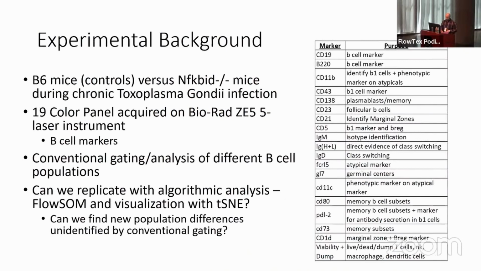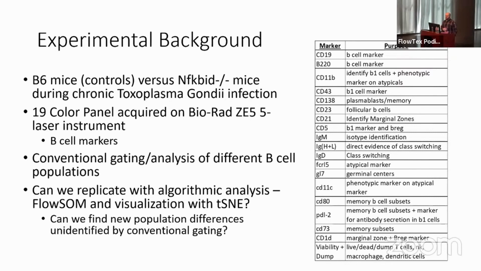And so, just a little bit of the experimental background that we did. Obviously the panel design is a big part. I don't show you all the fluorochromes, but they had a really nice big B cell panel that I helped them develop. This work was done on a 5-laser Bio-Rad ZE5 instrument. And they did conventional gating and analysis of the different B cell populations.